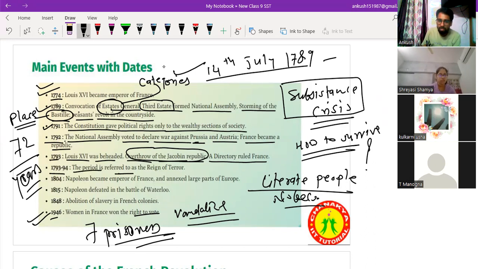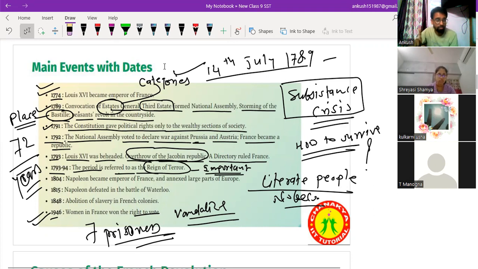1793 and 94, the period is referred to as the Reign of Terror. This is a very, very important topic. You will see here what happened to the people. The situations were very bad at that time. How did people survive this? Even if you are thinking about it, you will be shivering. People might have thought, why did they take birth on the earth? That kind of situation was there. And this terror, the terrorism you are seeing now, that phenomenon in the minds of those who are terrorists right now might have come from this reign, from this concept only. This is only a prediction. I'm not sure about it.